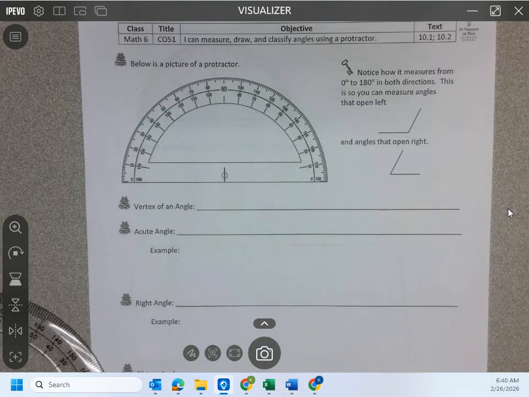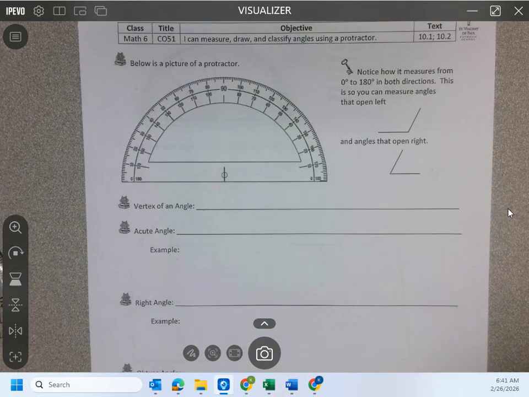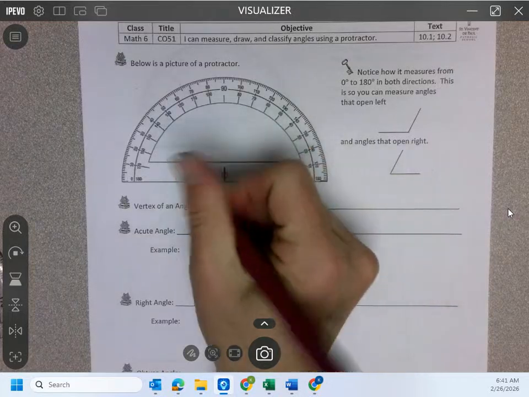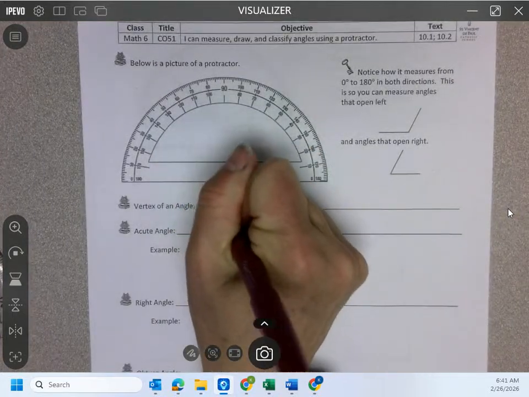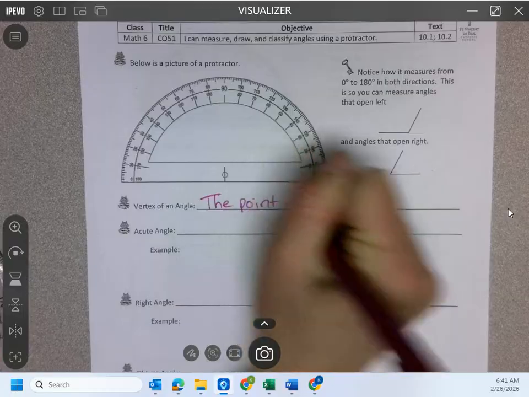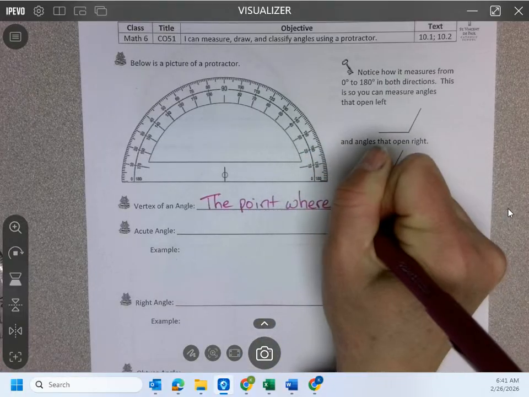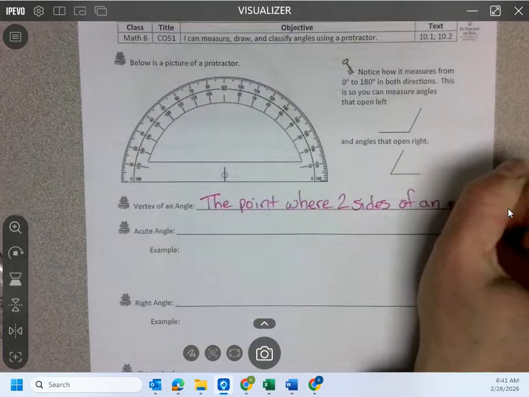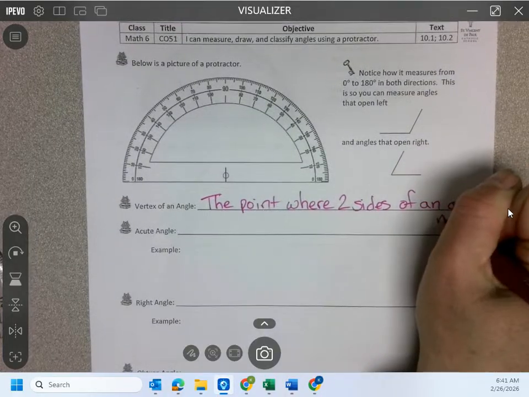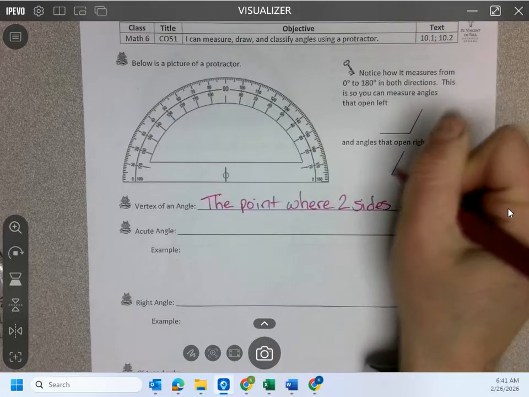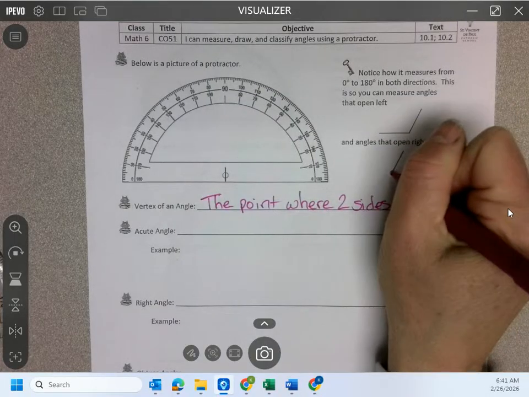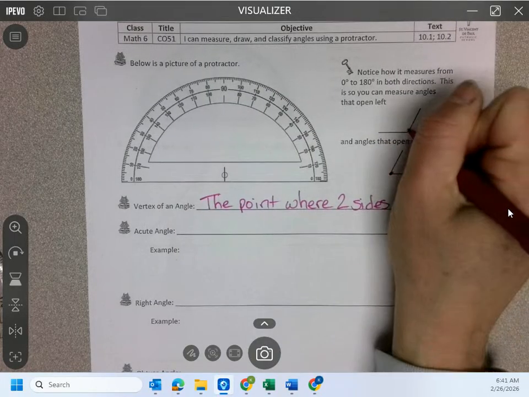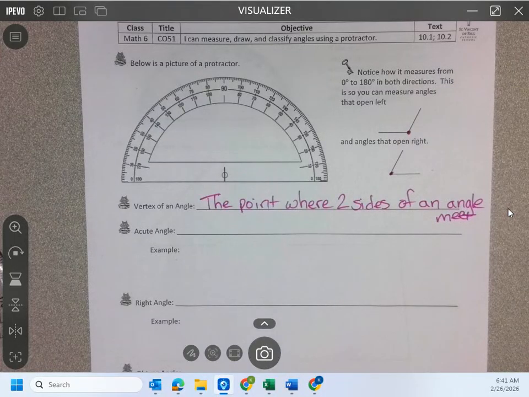But first, let's get some definition of some of these types of angles that we are going to be doing. First, there's the vertex of an angle. The vertex is the point where two sides of an angle meet. So right there, where the top side meets that bottom side, the point is called the vertex.